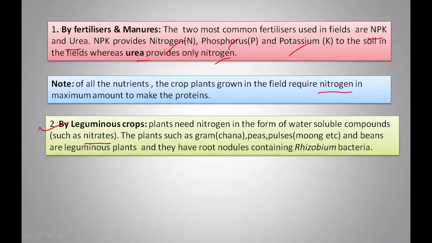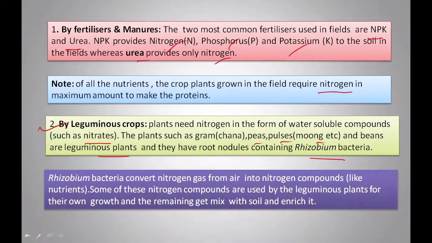Now, by leguminous crops: plants need nitrogen in the form of water-soluble compounds such as nitrates. Plants such as gram, chana, peas, pulses, moong, and beans are leguminous plants, and they have root nodules containing rhizobium bacteria. They help in fixing atmospheric nitrogen into the soil. Rhizobium bacteria convert nitrogen gas from air into nitrogen compounds, and some of these are used by the leguminous plant for its growth, and the remainder gets mixed with the soil and enriches it.